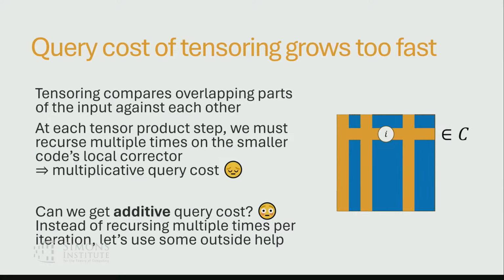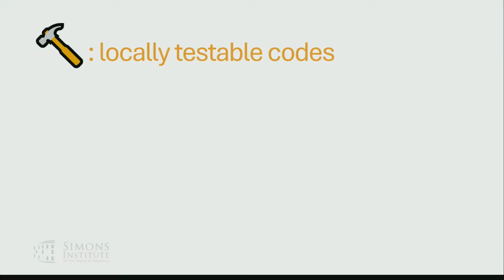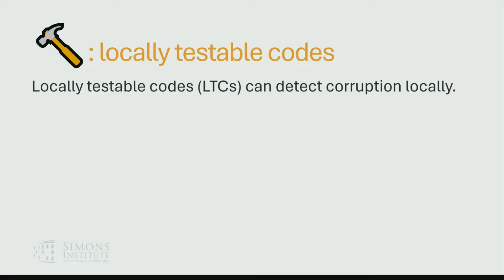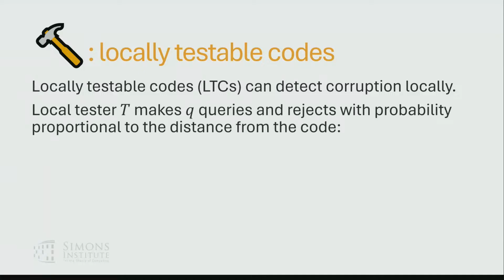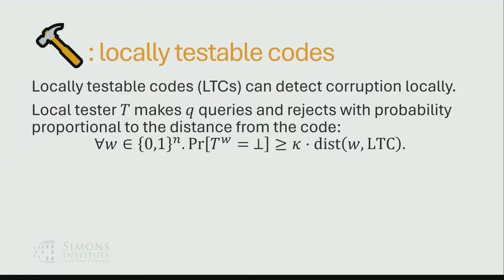And that's what we're able to do. We use this very large hammer, which is locally testable codes. Locally testable codes have already come up a couple of times today, but just in case you haven't seen it, locally testable codes allow you to detect the corruption in the input with very few queries to the input. More formally, we have this local testing algorithm T, which makes a small number of queries, Q queries, and the probability that you reject is proportional to how much corruption is present, or the distance from the code. And similar to the RLCC definition, to make it non-trivial, you can't reject when you get an actual true codeword.